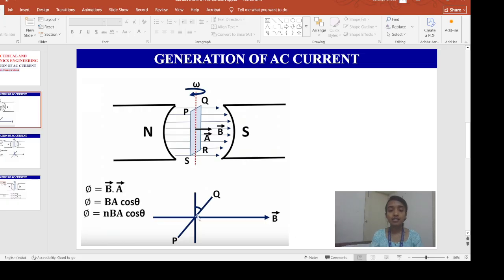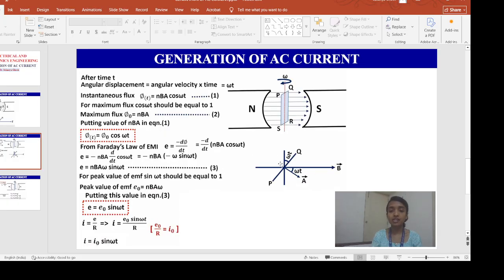Since my coil is now in this position, and the area vector acts perpendicular to the coil, in this case the direction of the area vector will be in this direction, as you can see in this figure. Because my coil is moving in the clockwise direction, after time t we have already calculated the angular displacement, which is omega t. Now at this position of the coil, the area vector is acting in this direction, and if this angle is omega t, this angle will also be omega t.